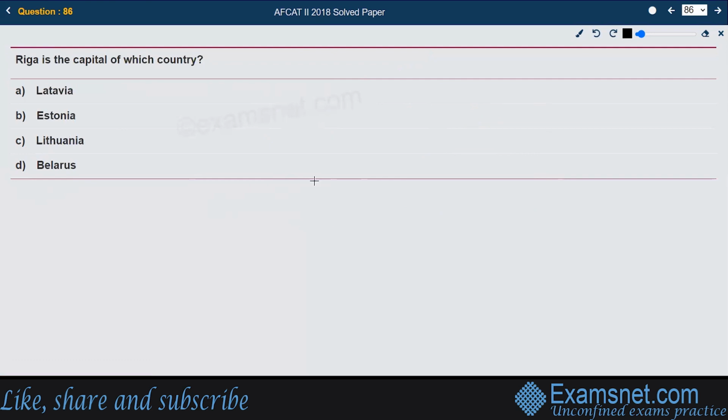86. Riga is the capital of which country? The right answer is the country called Latvia. Latvia has the capital as Riga, so that is the right answer.